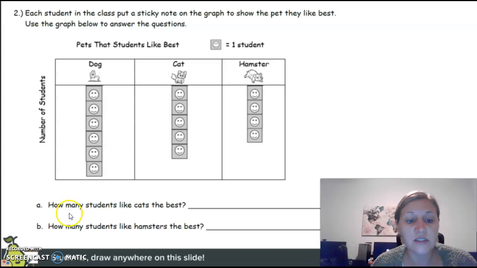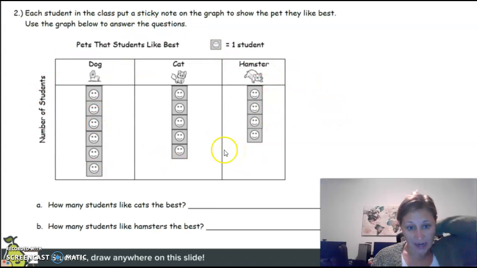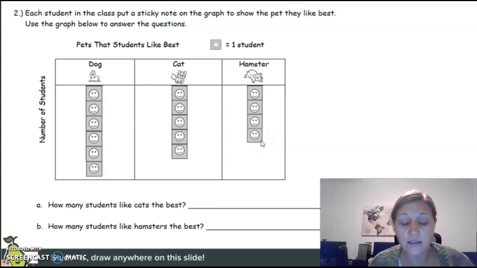The first 2 questions say, how many students like cats the best? And how many students like hamsters the best? So use this chart or this graph to help you figure out how many students like cats and hamsters the best. I need to give you a little hint.